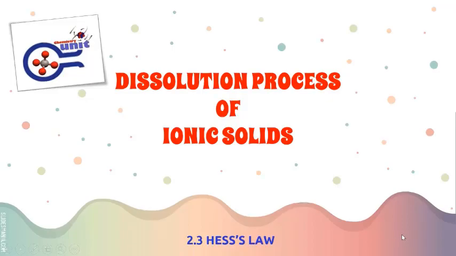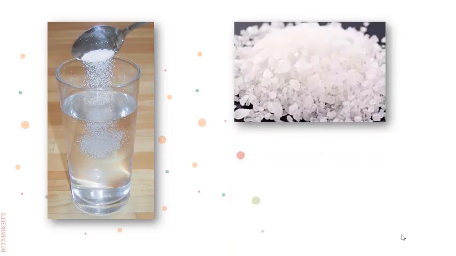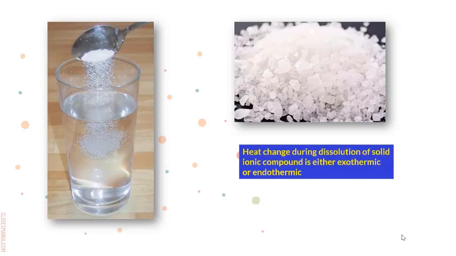Hi students, let's continue our lesson with the dissolution process of ionic solids. Dissolution is the process by which a solid forms a solution in a solvent. Most ionic compounds are soluble and dissolve in water to form solutions. Dissolving an ionic solid in water produces a measurable heat change. The heat change during dissolution of a solid ionic compound is either exothermic or endothermic.